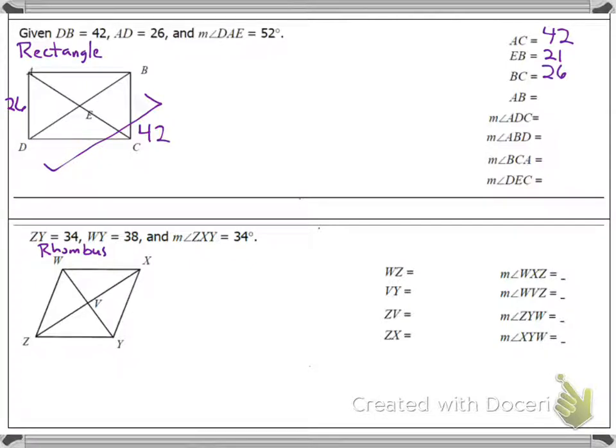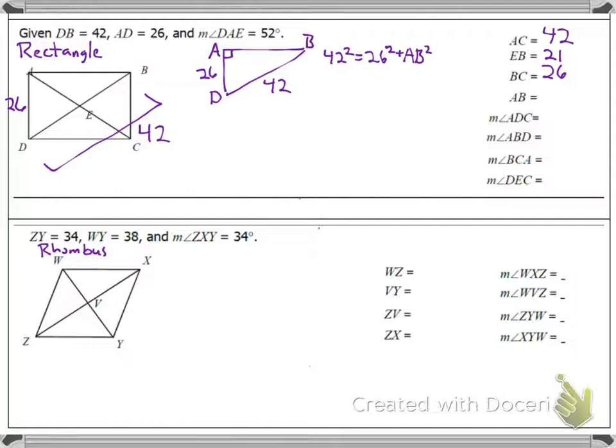And the last part we have to find is AB. Now this one, I'm going to draw, I have A, B, and D. We go 42 and 26. If we need to find what AB is, we have to actually use Pythagorean Theorem. We have a right triangle at A, or a right angle at A because it is a rectangle, and we know the hypotenuse and a leg. So it's going to be 42 squared equals 26 squared plus AB squared.